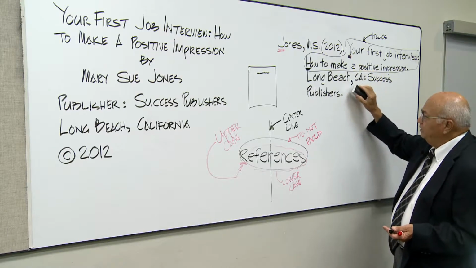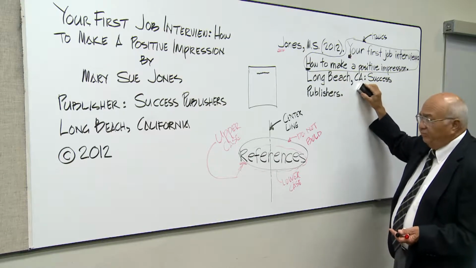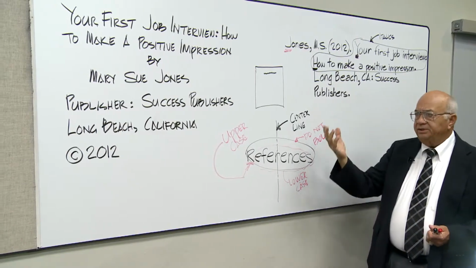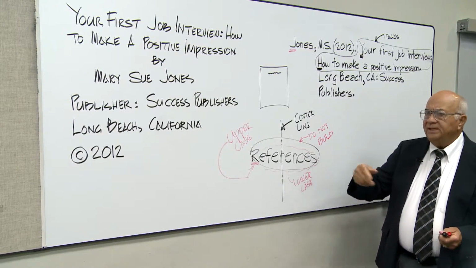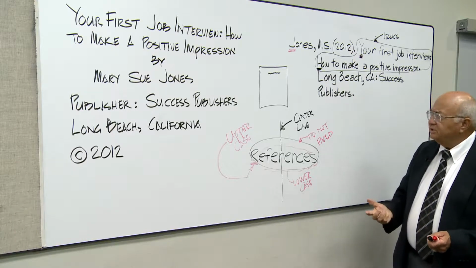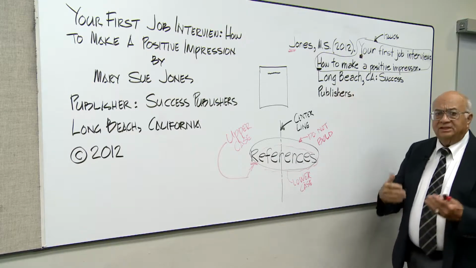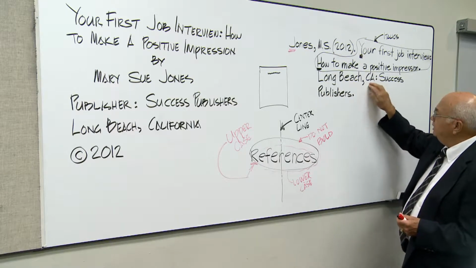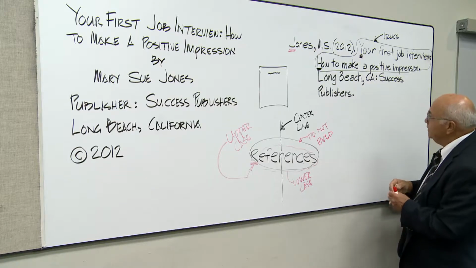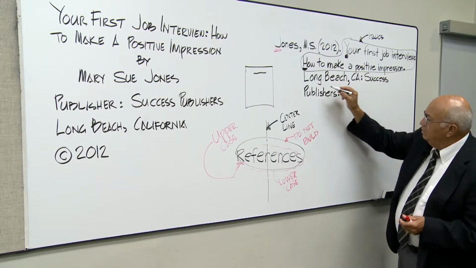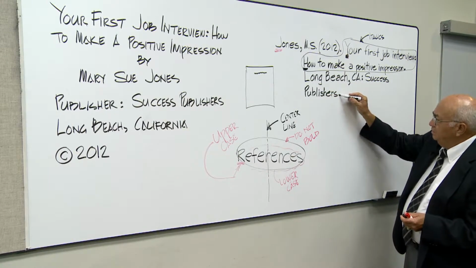But why do we have to have a CA, California, after Long Beach? Because there are many Long Beaches. There's a Long Beach, New York, I think, or New Jersey. There's a Long Beach, Washington. I'm thinking there's one in Texas. Okay, so Pasadena is another example. There are more than one Pasadenas in America. So now we need to have the state. Then we put a colon and the name of the publisher, period.